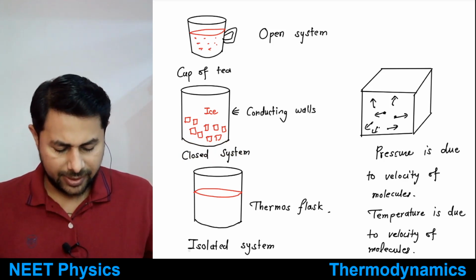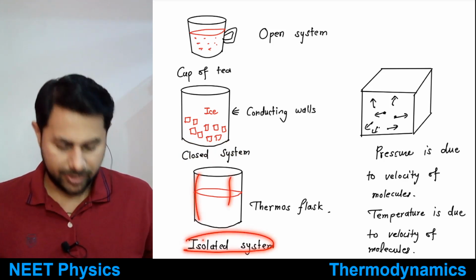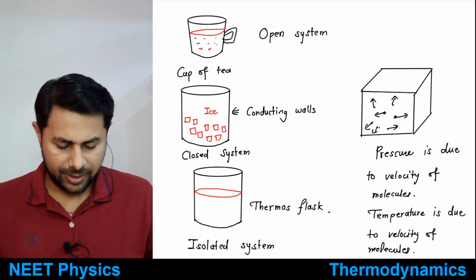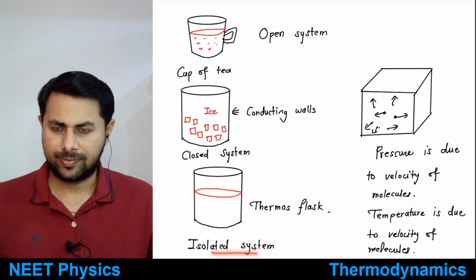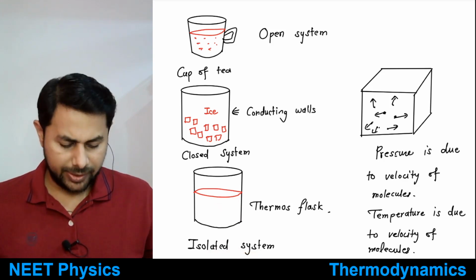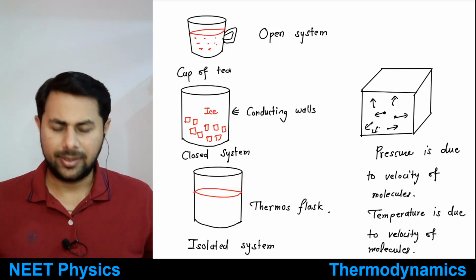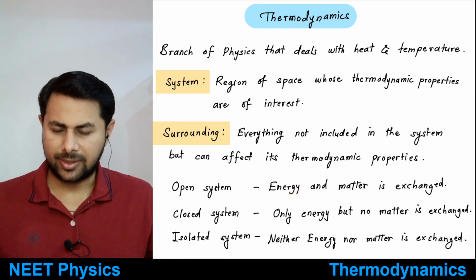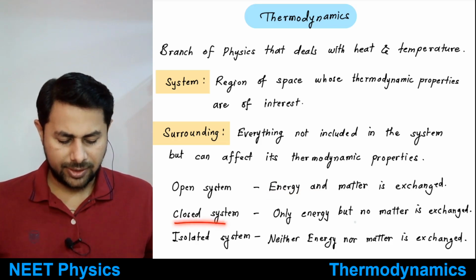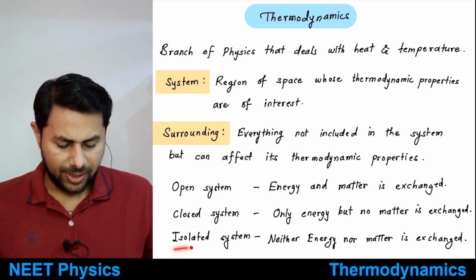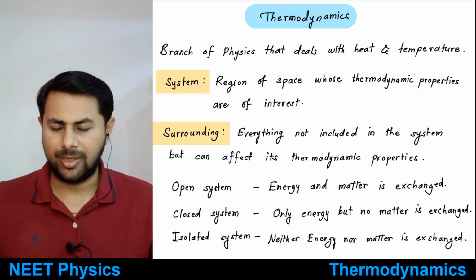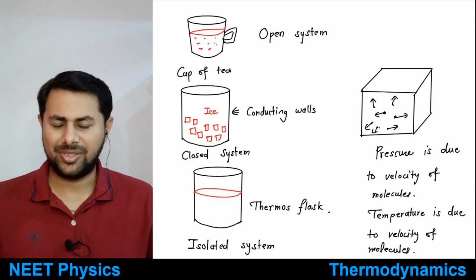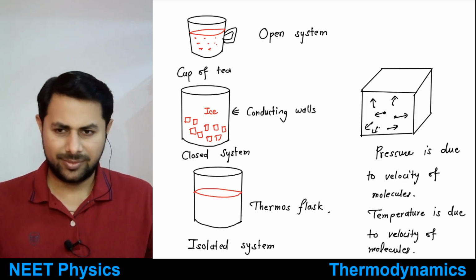And then next is an isolated system. Suppose there is some tea in this thermos flask. This is an isolated system, because neither energy nor matter can go out. So this is clear: an open system, energy as well as matter can be exchanged between the system and surrounding. Closed system, only energy but no matter can be exchanged. And isolated system, neither energy nor matter can be exchanged. Are these definitions clear? Yes, no? All right, good.